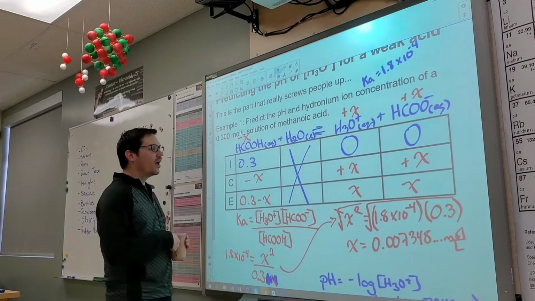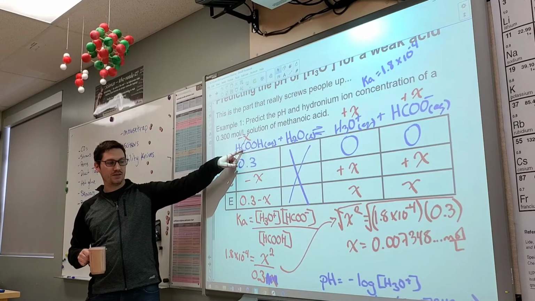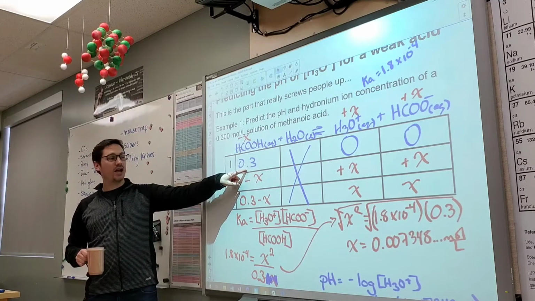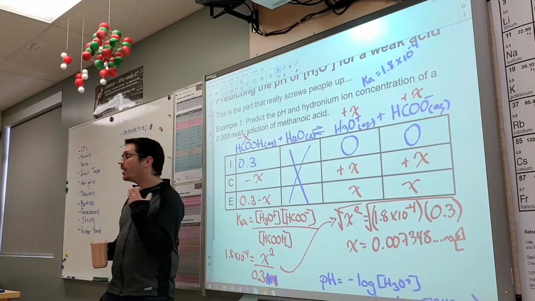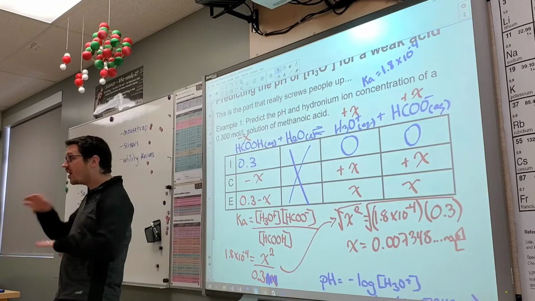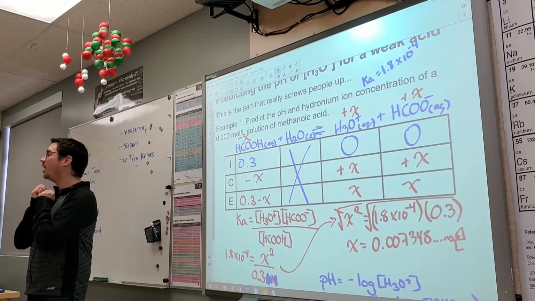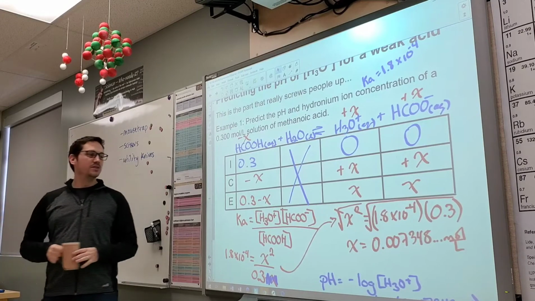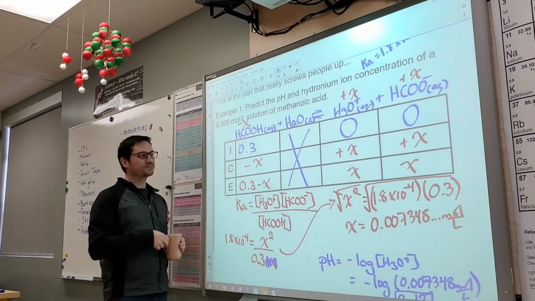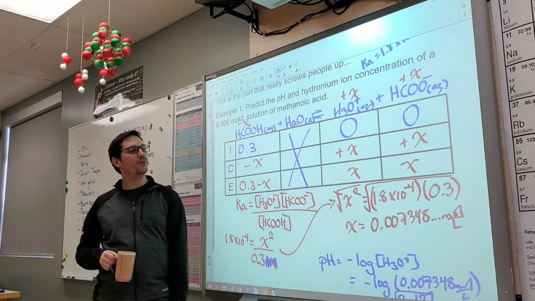Here, I started with 0.3 mole per liter of my weak acid. Is that how much hydronium I'm going to get at equilibrium? Does all of this turn into hydronium? No, and you have no idea how much will. You have got no clue how much of this stuff is going to turn into hydronium until you actually do the math. So here, methanoic acid plus water is making hydronium and methanoate.